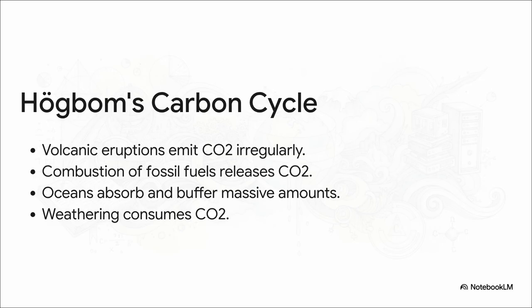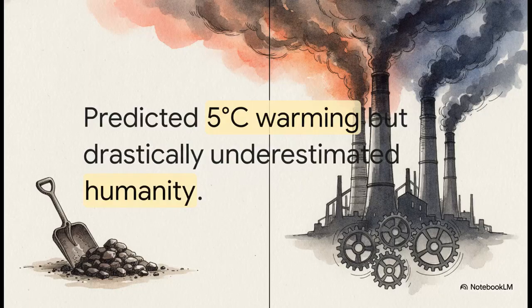Häggblom mapped the geochemical carbon cycle, providing the missing puzzle piece. He identified volcanoes, weathering, and ocean absorption as natural regulators. But he also noted something else that's super important. Human industry was already burning 500 million tons of coal annually, releasing massive amounts of CO2 right into this natural cycle. And here is the great historical irony of our story.